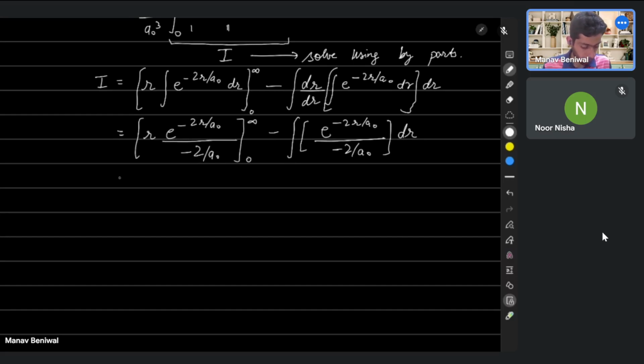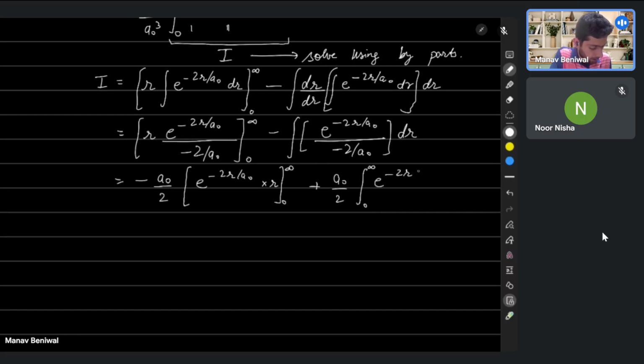So this is it. Now this we can write as minus a naught by 2 e to the minus 2r by a naught multiplied by r, and here we have the limits, so this will become plus a naught by 2 integral 0 to infinity e to the minus 2r by a naught dr. This is just some calculations you can even do on your own if you're unable to follow what I'm doing, just solving basic integrals.